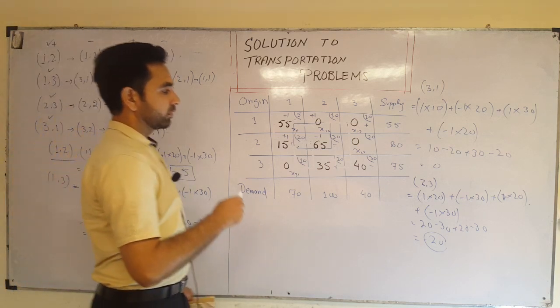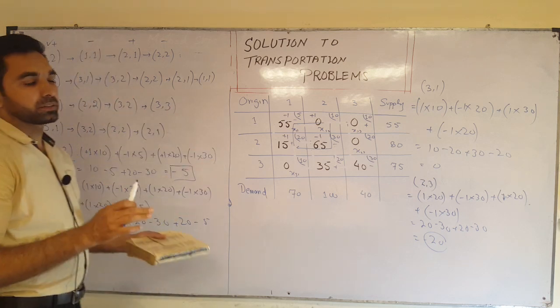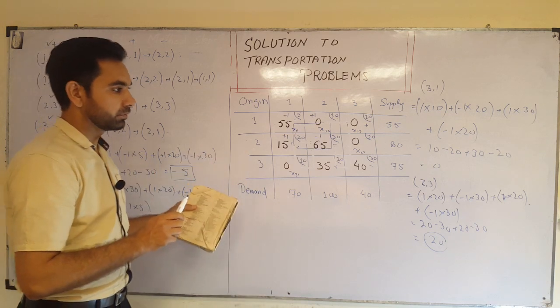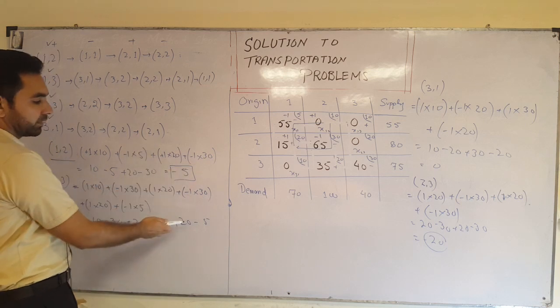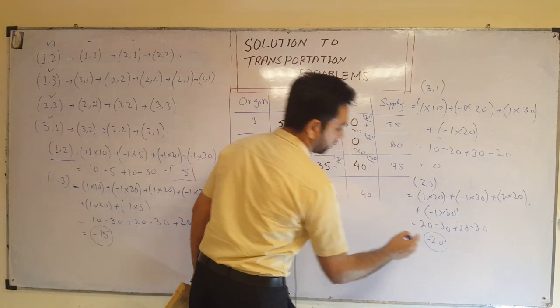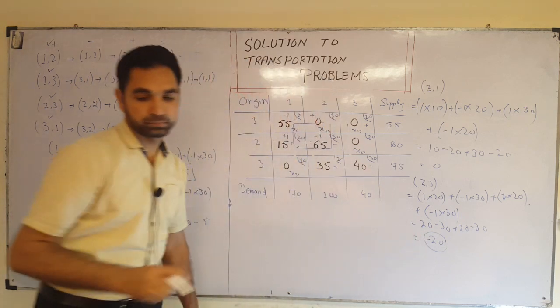So you have to look for the negative numbers. If there are no negative numbers, it means there is no chance of improvement. The solution is already improved. If there are negatives, you have to look for the maximum or the most negative value, minus 20.